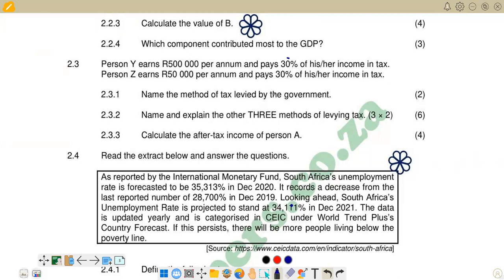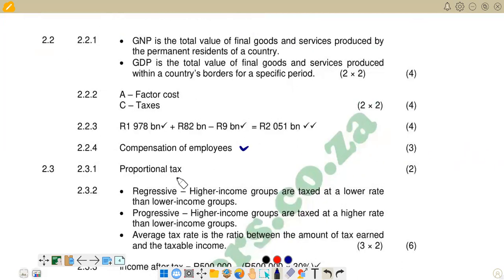Then on the regressive, those who are earning a higher income are charged a lesser tax rate. And then a progressive becomes the opposite. A progressive means those that are earning a higher income are also charged a higher rate. So progressive becomes sort of fair because when you are earning a higher income, you are charged also a higher rate. So here, the name of the tax levied is the proportional tax system. So if you come here again on our answer section, we have the proportional tax. So we go to the next question.